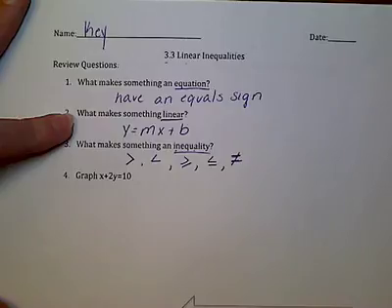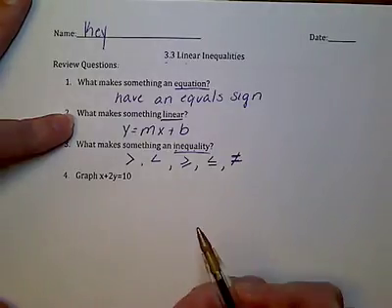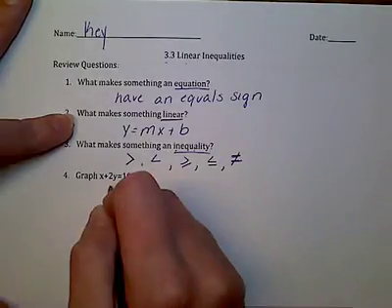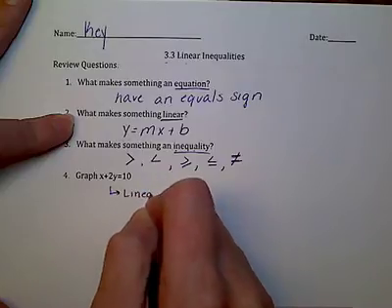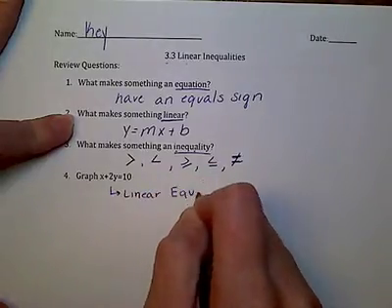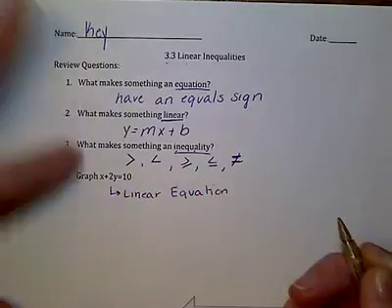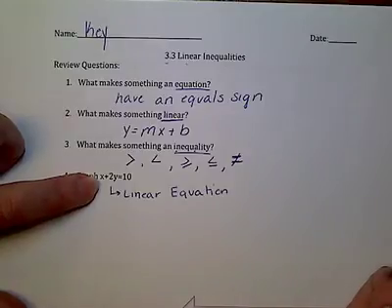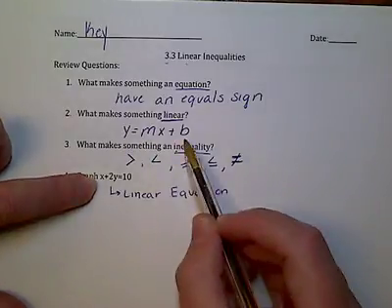So we're going to start with something that we know, and that would be graphing a linear equation. So this is a linear equation. We should be very good at graphing a linear equation. I think the easiest way to graph it is to make sure that y is by itself so that we get it in this form.